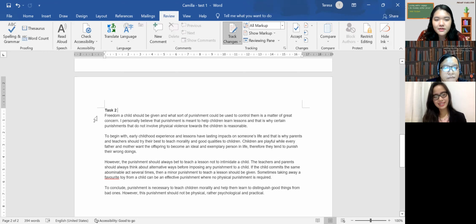Okay. Other than that, the first sentence here can be improved, especially this part. It's a bit like you're putting too much things together. The degree of freedom that a child should be given. Remember that this is formal writing, so you shouldn't really omit the relative clauses like that, which, and such. So it's a matter of great concern. Okay.